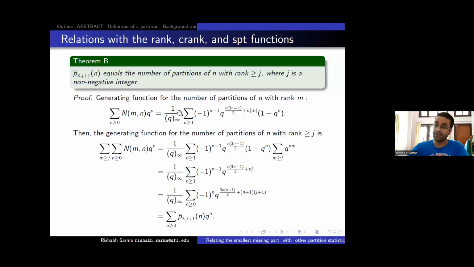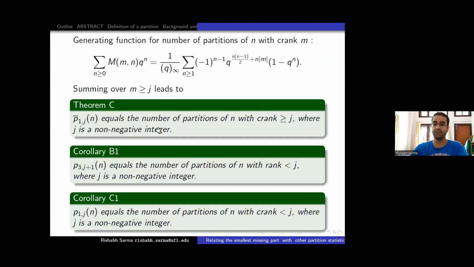The result for the crank is very similar. We have a generating function for the number of partitions of n with crank m. Just as we did for the rank, we take the summation from j to infinity to find the number of partitions of n with crank greater than or equal to j. And that sum gives us a relation of the extended max function with the crank.